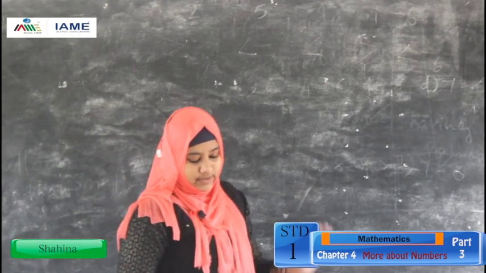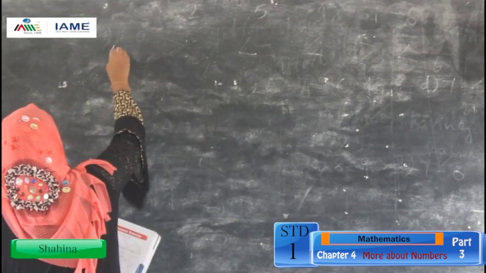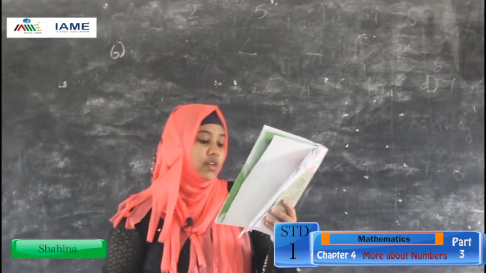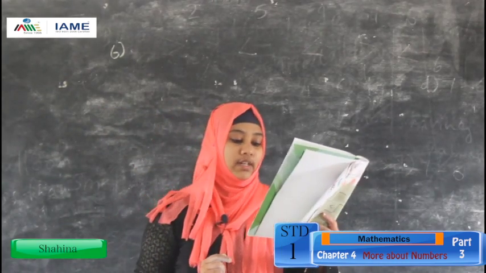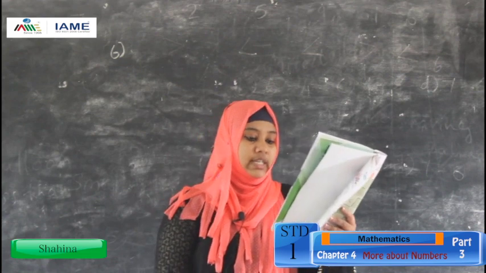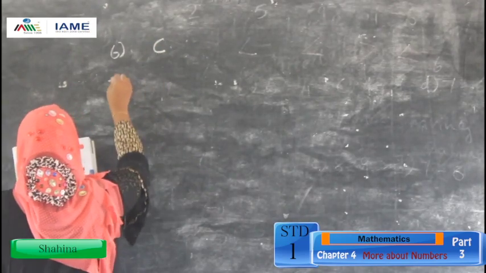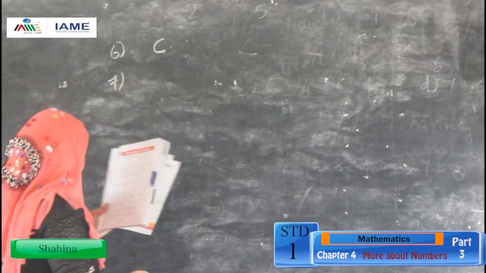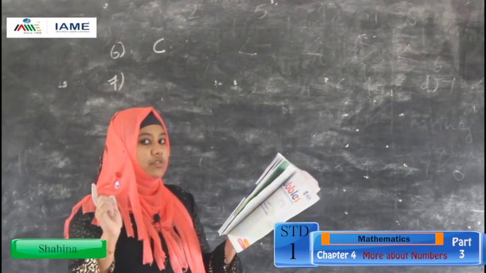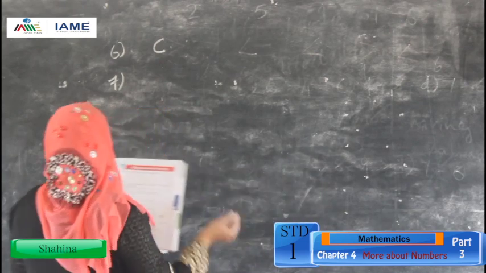Okay. The next, then the sixth one, which collection has more circles? You have to count the circles. And which collection has more circles? Which collection? Yes, very good. C. And the seventh one, compare the following using greater than, less than or equal to.